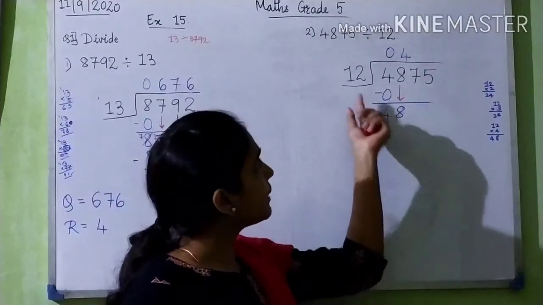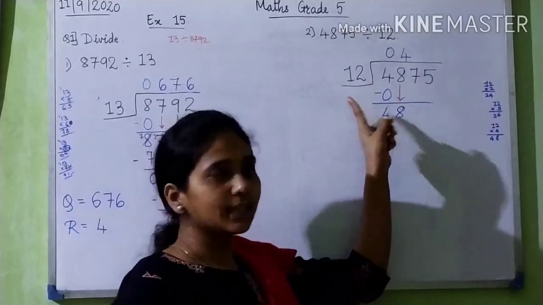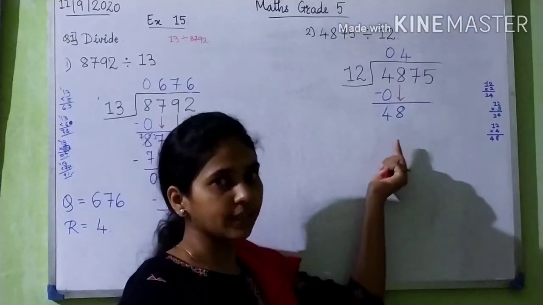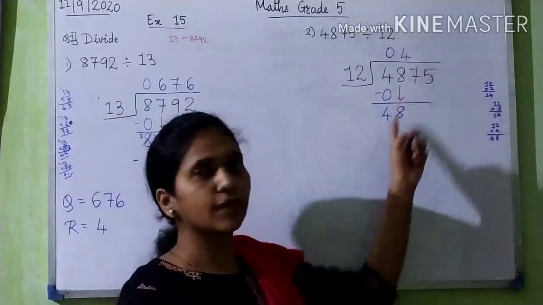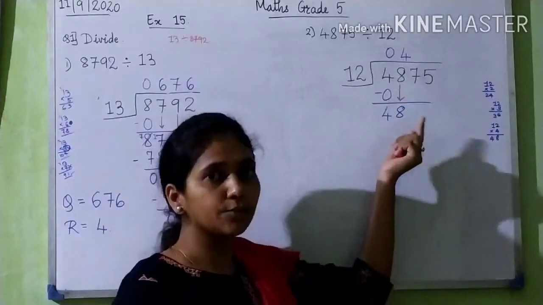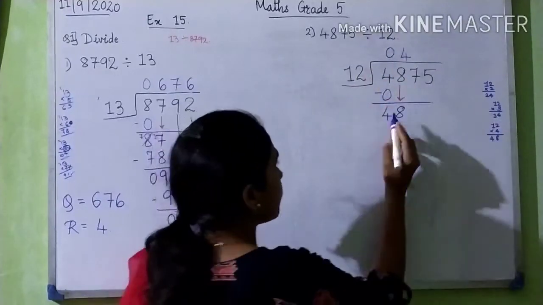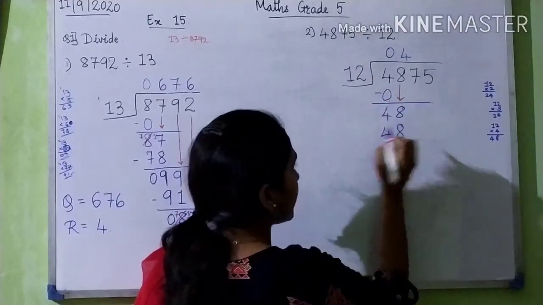So when you multiply some number by 12, that number should be either equal to 48 or lesser than 48. Here, by multiplying 12 by 4, I get 48, which is equal to 48. So I can write that number. Okay, so 12 into 4 is 48.